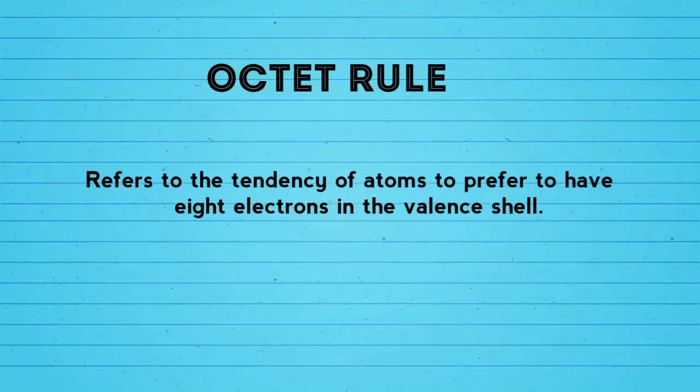So first, let's start with the octet rule. The octet rule refers to the tendency of atoms to prefer to have 8 electrons in the valence shell. When atoms have fewer or greater than 8 valence electrons, they react and form new, more stable compounds. They either share or transfer electrons.